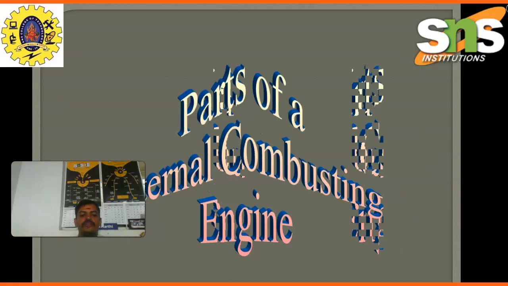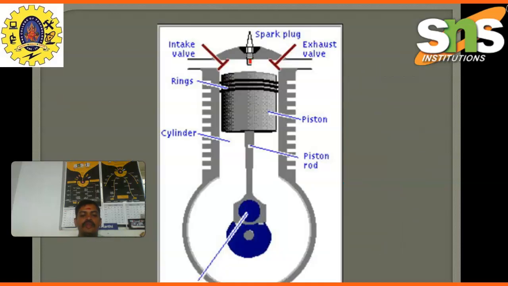The parts of IC engines: the spark plug, exhaust valve, intake valve, rings, cylinder, piston rod, pistons.